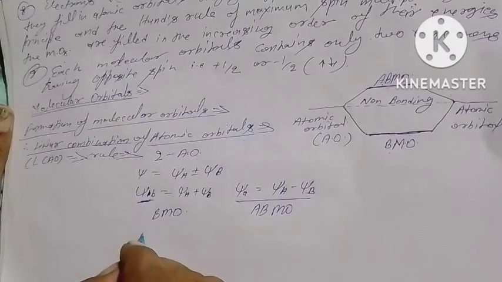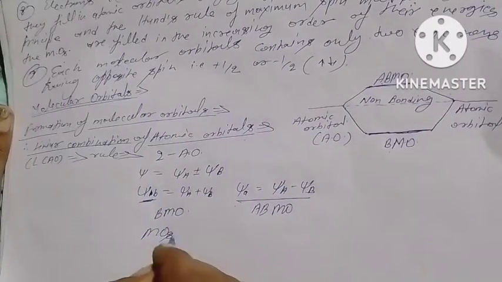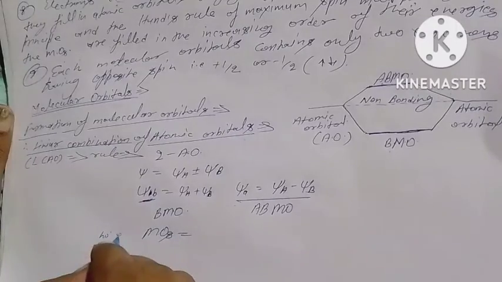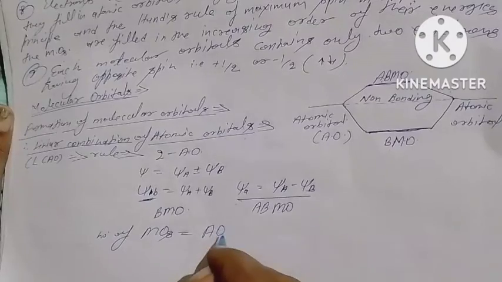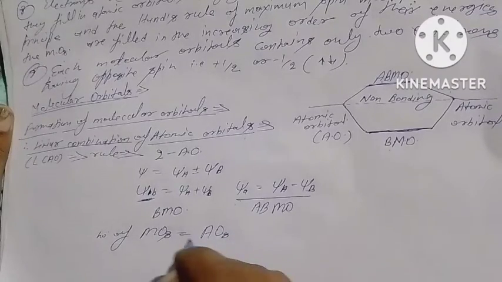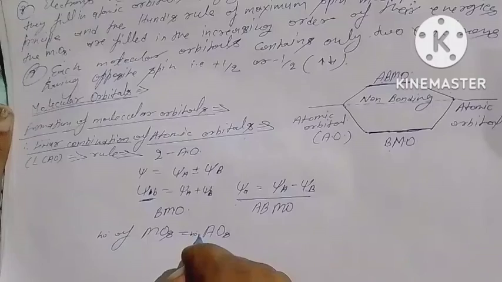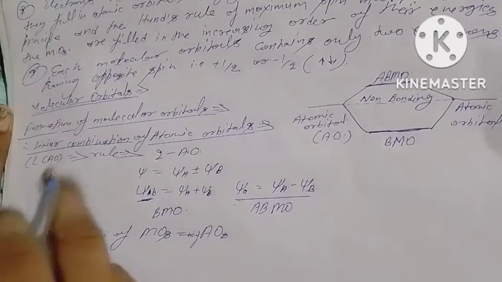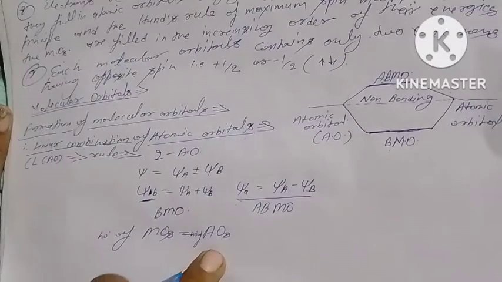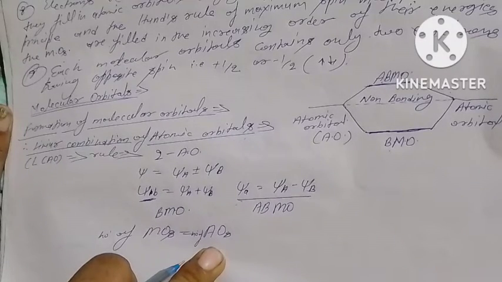The number of molecular orbitals is always equal to the number of atomic orbitals participating in the formation of molecular orbitals.